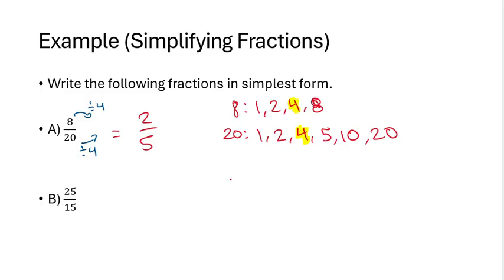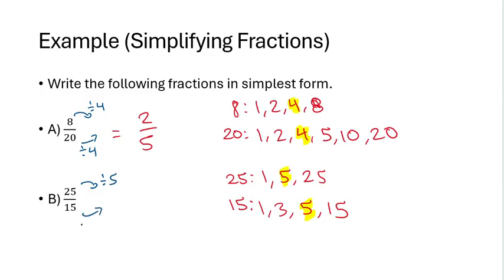Same thing for the next one. I have 25, and then I have 15 here. So I have 1, 5, 25, and 1, 3, 5, and 15. I've got 5 here, 5 here. Divide both of these numbers by 5. So this equals 5/3.